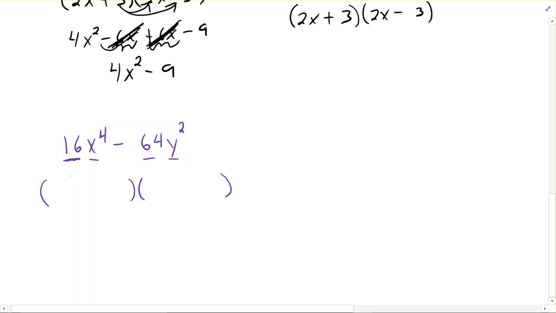And then what we're going to do is look at these ones. Say, okay, well, the square root of 16, that's 4. The square root of x to the 4 is x squared. And then one's going to be minus, one's going to be plus. So I'm just going to put minus for the first one.